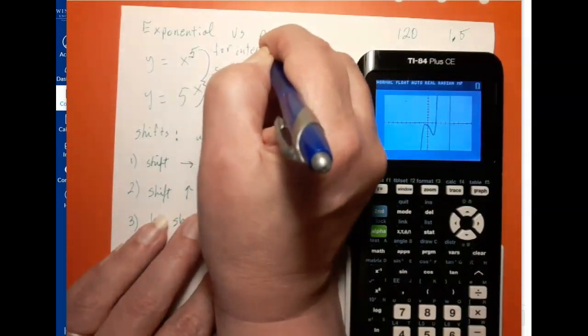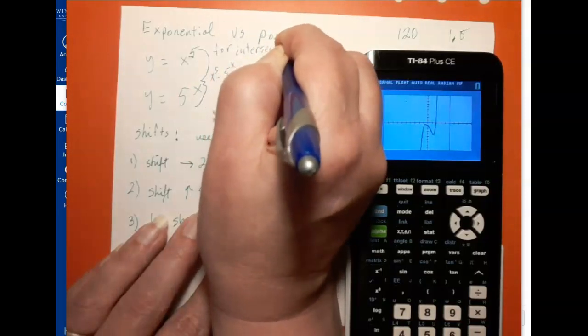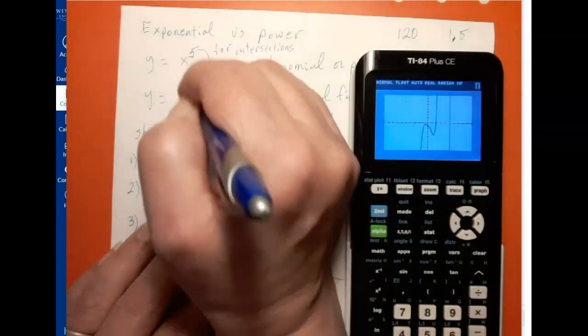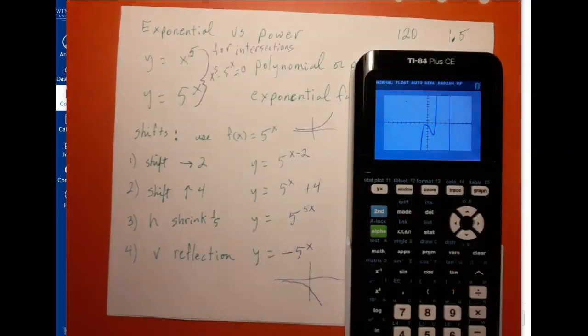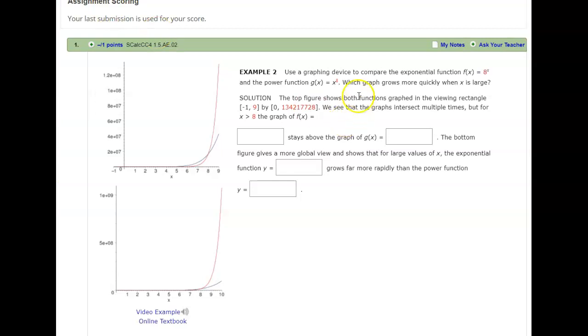So if you want to see where a graph intersects, sometimes it's easy to see it on a graph, just straight up the way you're looking at it, but sometimes it isn't. And some of these numbers will get really big really fast. On homework 1.5, looking at the first problem, this is an x to the 8th and 8 to the x.